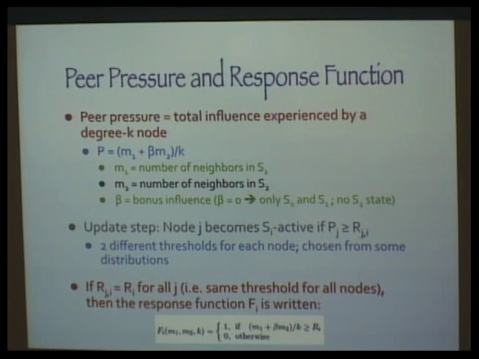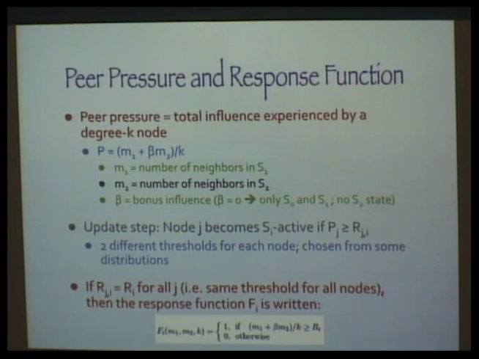So betas are bonus influence. If it's zero, you reduce to the previous model, and the higher it is, the more extra peer pressure is exerted by the hyperactive neighbors. And then the update rule works just as before. So instead of having the fraction, I just have in general this peer pressure. If you wanted to generalize this further, you would just have a different function here.